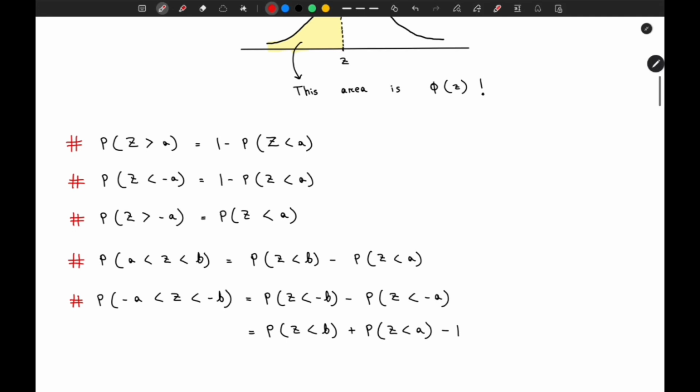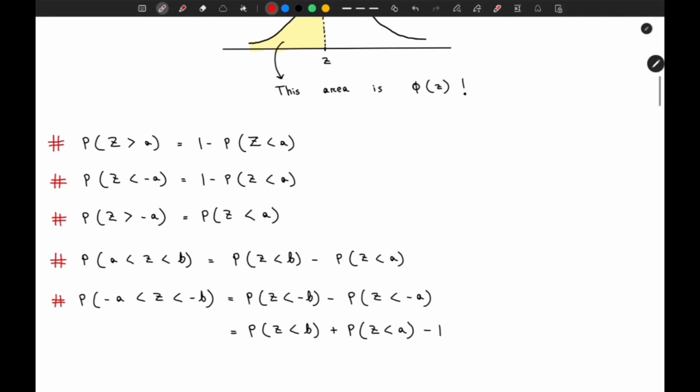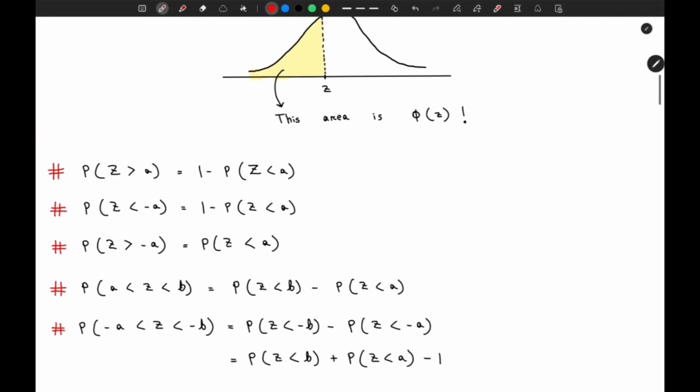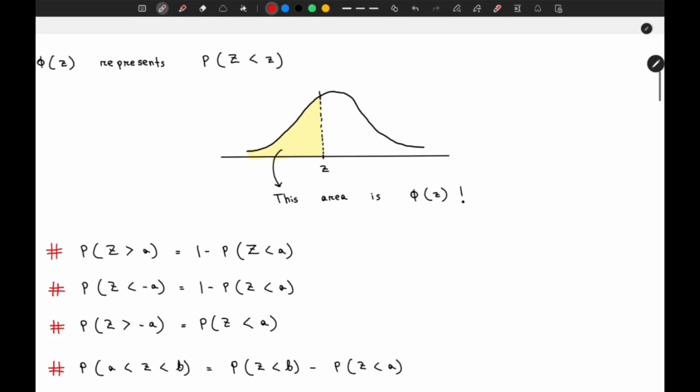Let's say we have the probability Z is greater than a. In the statistical table, we can only find out the value of Z is less than a. You cannot find out the value of Z is greater than a. Let's assume that this is a. If you want to find out the probability of Z is greater than a, which means that they're talking about this region.